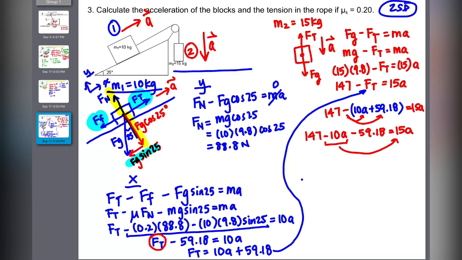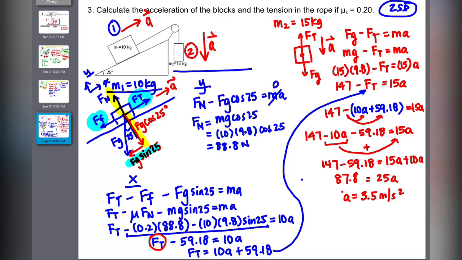Collect your like terms. Bring your A to one side, and my numbers are all on one side already, so I know that I need to bring this over. It used to be minus, so it becomes a plus. So I take my 147 minus 59.18 equals 15A adding 10A. So 147 minus that number, 87.8, equals 25A. So now divide that by 25. My A worked out to be 3.5 meters per second squared.